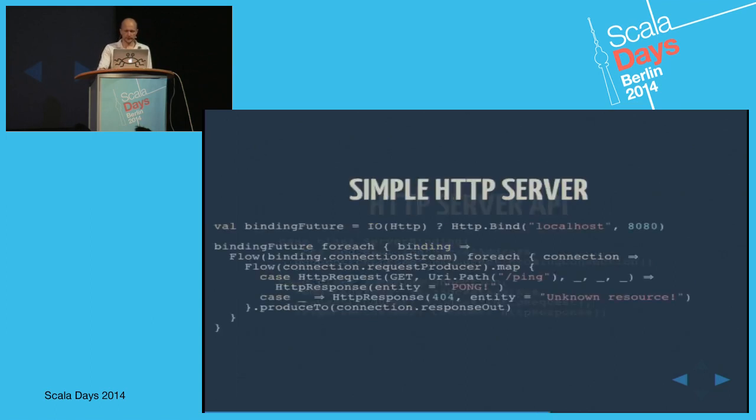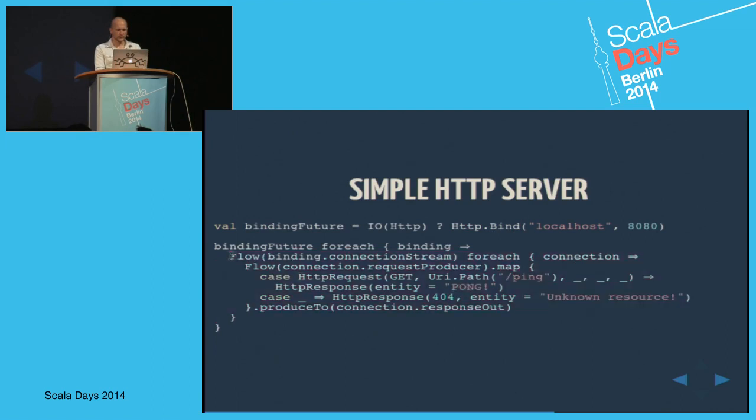So let's see what this would look like if you actually write it. This is a simple HTTP server that is just doing a ping pong thing. In the beginning, it might seem a bit intimidating, so let's see. There's still IO-HTTP, which you might know from Spray. It's just an akka extension. You send it a command. You ask with a bind command. You say, okay, I want to bind to localhost port 8080. It gives you a future because eventually you're going to see a binding coming in. And when the binding comes in, this thing runs.